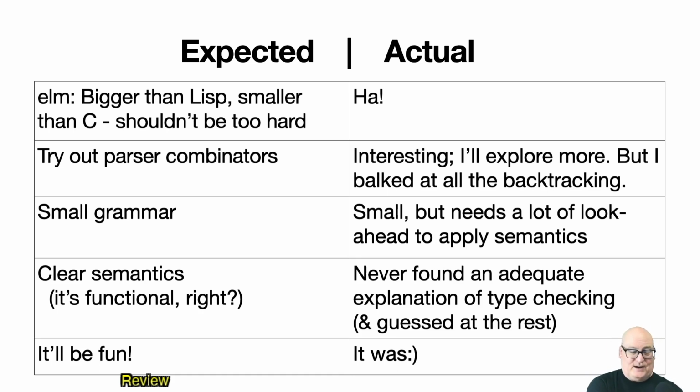I expected clear semantics because it's functional, and people have been thinking about the semantics of functional languages forever, but I just could not find a lot of explanation for the Elm stuff. Everything I found was pretty informal, and the type checking in particular, we were just winging it. I don't know if we've got that right or not. I try to take plausible guesses based on what I've seen in other languages, but that's not a way to run a railroad, I guess, in some sense.